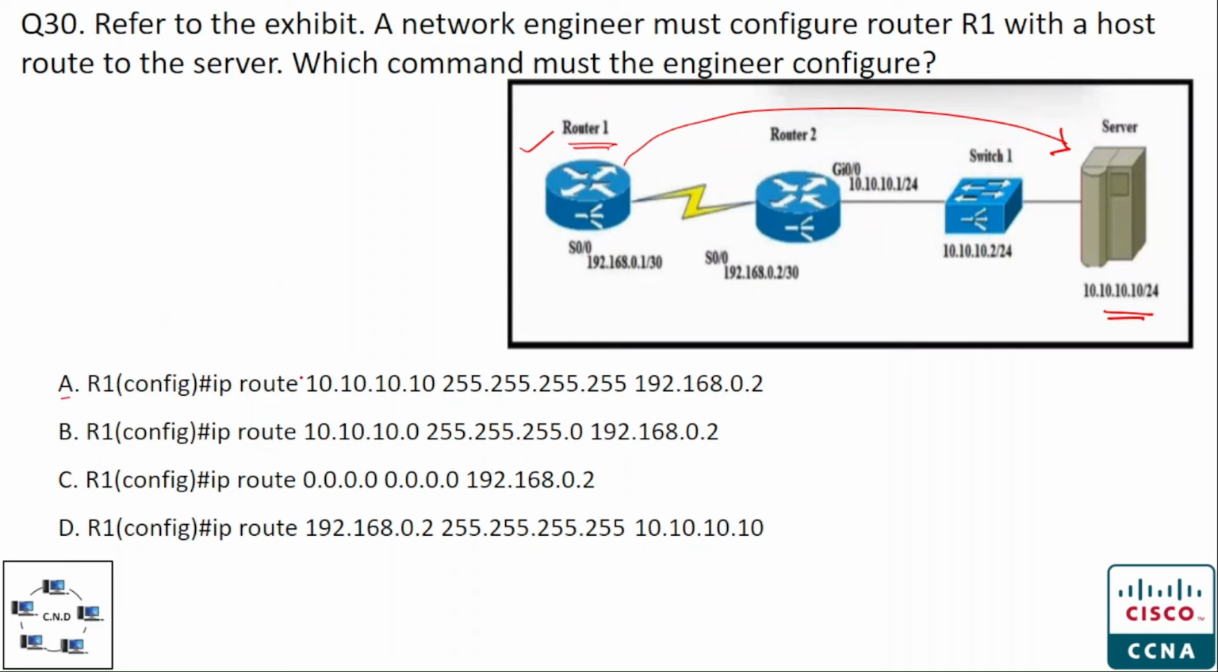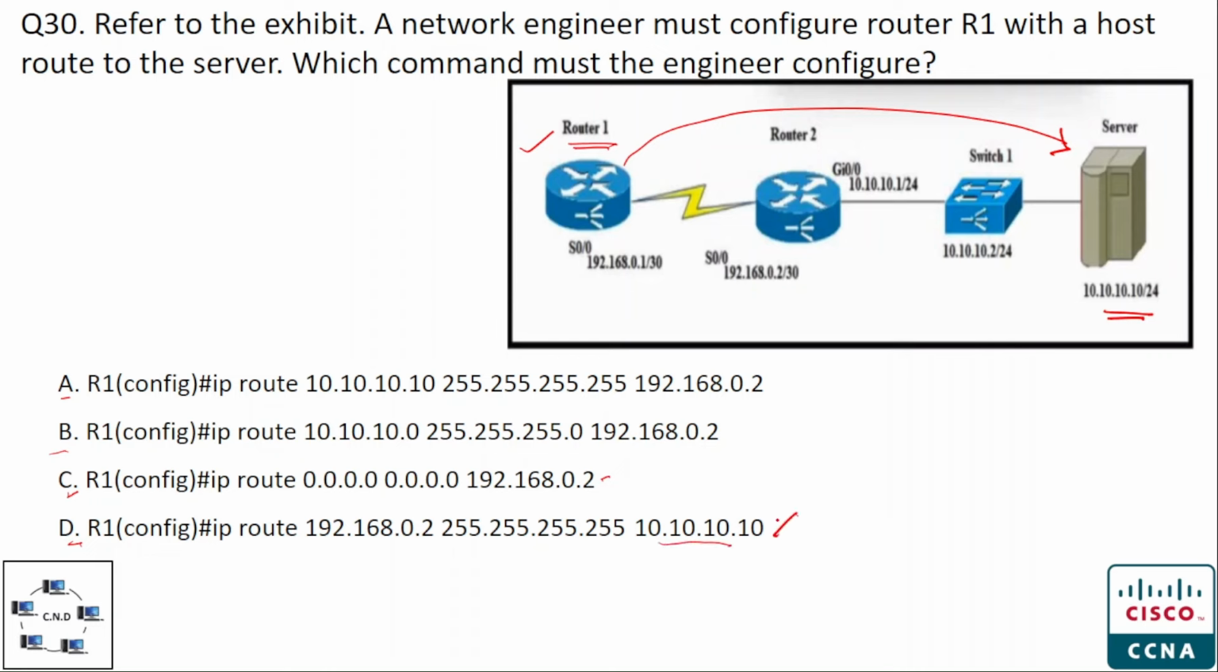And the options are: option A, IP route 10.10.10.10 and 255.255.255.255, and next hop is 192.168.0.2. Option B, IP route 10.10.10.0 and subnet mask 255.255.255.0, and next IP 192.168.0.2. Option C, IP route 0.0.0.0 and subnet mask 0.0.0.0 and next IP 192.168.0.2. And the last option is IP route 192.168.0.2, 255.255.255.255, and next IP is 10.10.10.10.